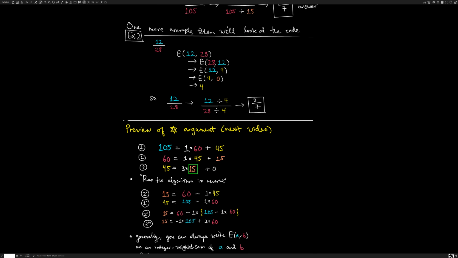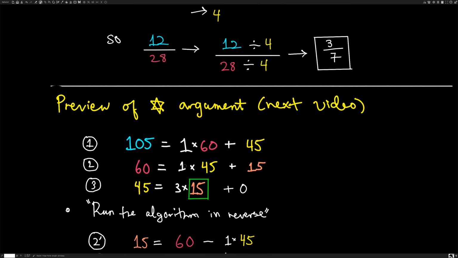So in the next video, this is what we're going to talk about in more detail. Here were our steps. This is sort of the more normal way of laying it out. 105 is equal to 1 times 60 plus 45. 60 is equal to 1 times 45 plus 15. 45 is 3 times 15 plus 0, and this was our GCD.